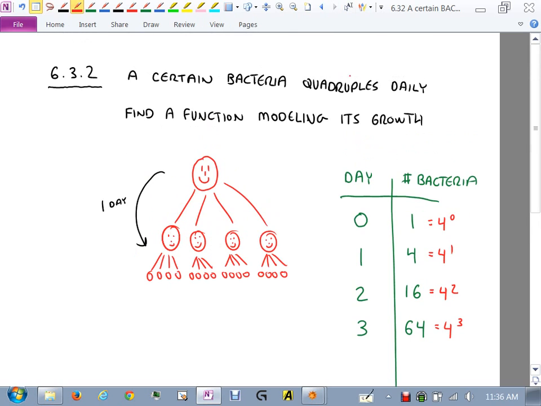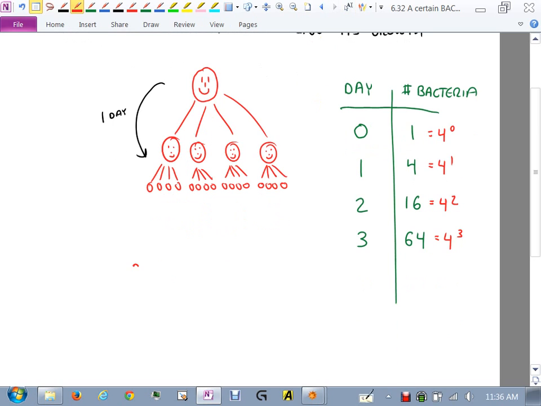So the fact that it said quadruple led us to understand that it's going to be 4 to the x. So f of x equals 4 raised to the x would be a good model for this growth. Where x is what? Days, right? Number of days that have gone by. 0 means no time's passed, you had that first bacteria in there. 1 day later, you have 4.